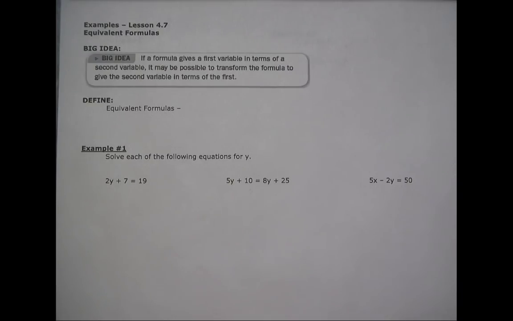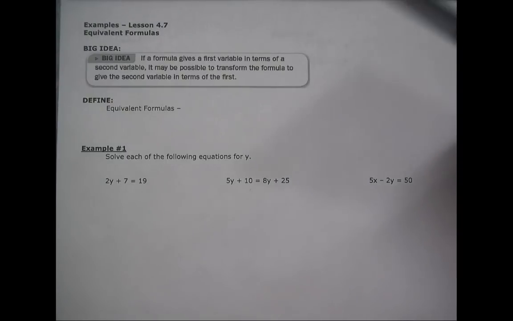So today is lesson 4.7 in your algebra book. We're going to be talking about equivalent formulas. So our big idea: if a formula gives a first variable in terms of a second variable, it may be possible to transform the formula to give the second variable in terms of the first. Now that's a really wordy big idea.